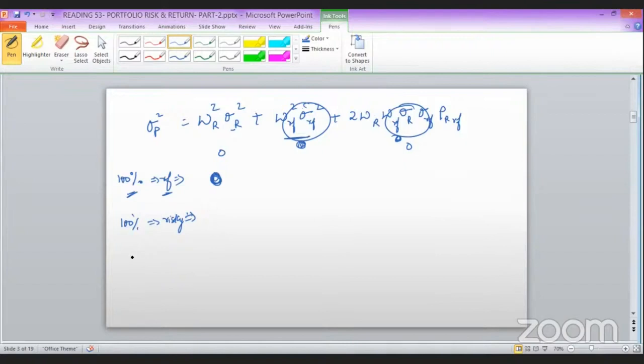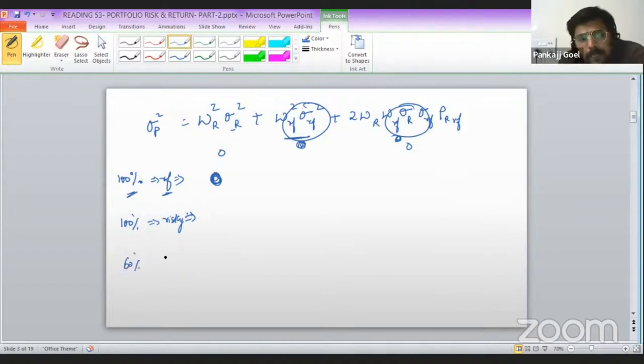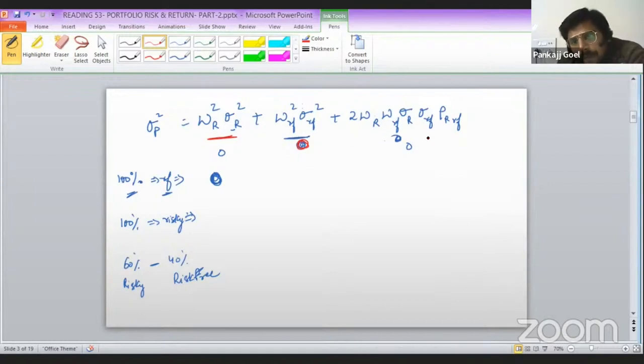Okay. Now let us say 60% is in A and 40% is in B. 50% is in risky, 40% is in risk-free. Now let us see. There will be some number. It will become what? Zero, because the standard deviation of risk-free is zero. And again here, what will happen? It will become zero, because the risk-free return is zero and we cannot establish any correlation between risky and risk-free. So it is zero.